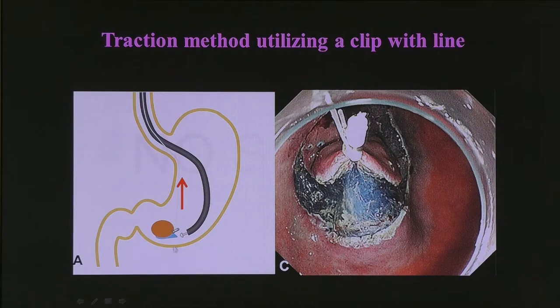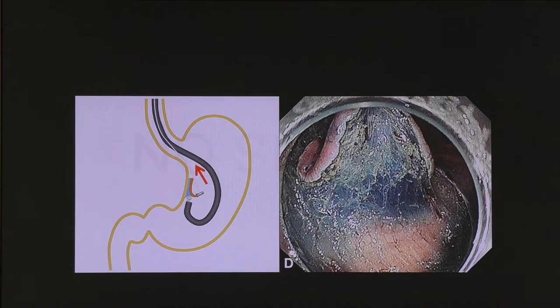It can be done anterograde like this. So you put the clips at the proximal end of the lesion. And it also can be done in retroflex. In retroflex, you put the clip at the distal end of the lesion.